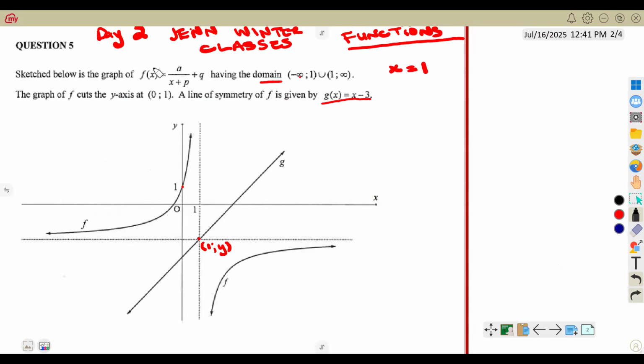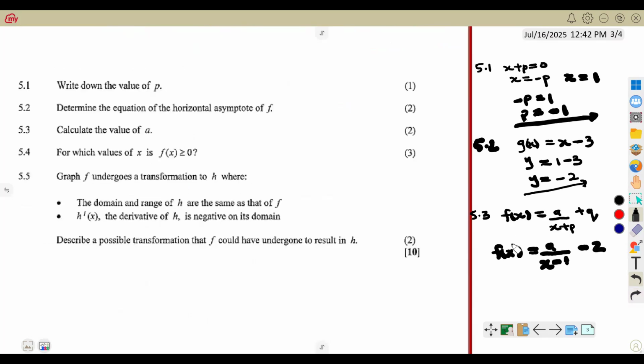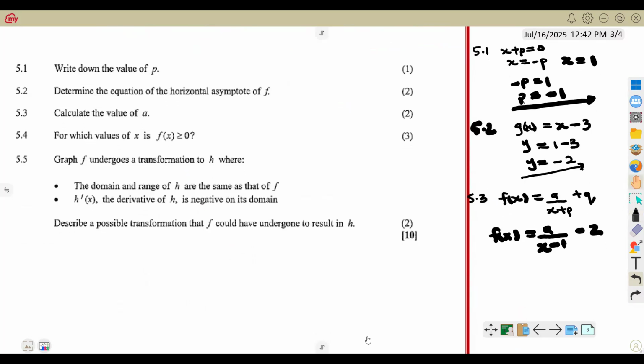When we arrive at our graph, we have to check: is there any other condition on our graph which has not been used? If you check, we already know the y-intercept there. So it means the y-intercept is the one which is going to help us find the value of A. So we substitute the coordinates of this y-intercept, which is (0, 1).